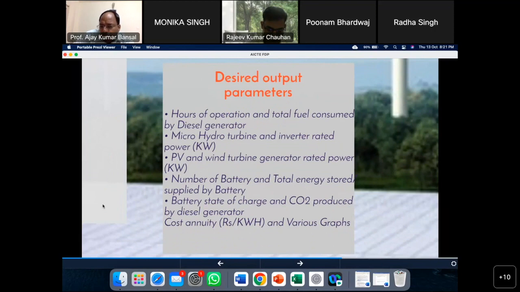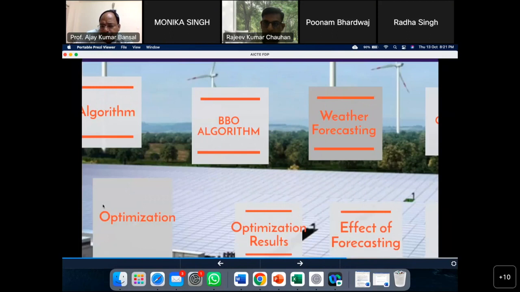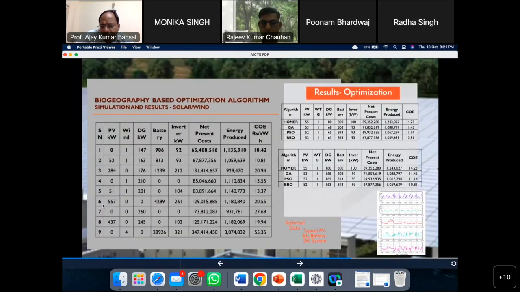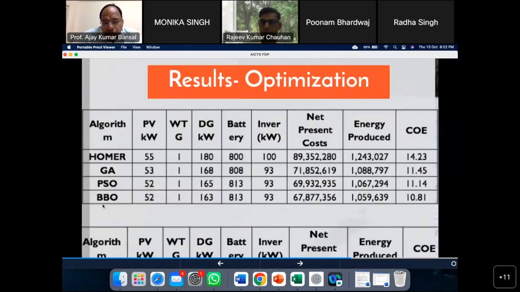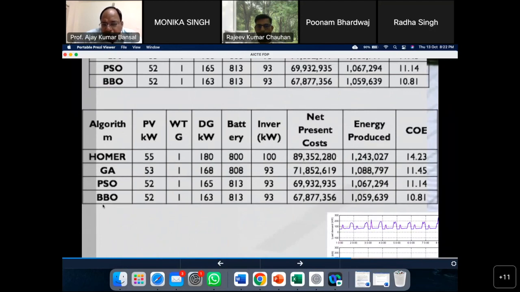The inputs we have discussed in detail: weather parameters, load demand, component size, etc. Then we require the outputs from the algorithm: hours of operation, total fuel requirement, the output of the various components, the various costs and various graphs. Here I have presented the optimization algorithm results, consisting of PV, wind, diesel generator, battery, inverter, the net present cost that has been calculated, the total energy generated by the system, and the cost of energy.